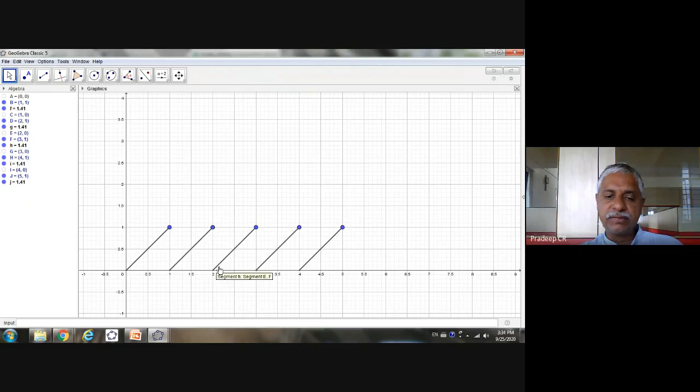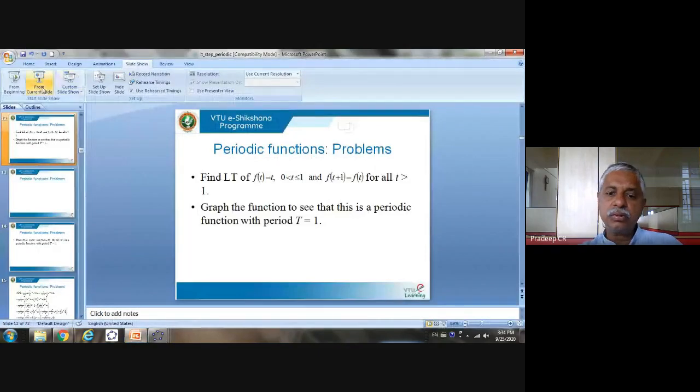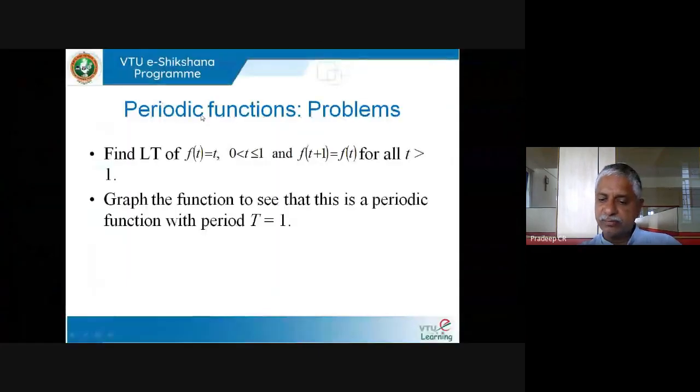So you can see the graph of this function, and you can see why it is called a periodic function. It repeats itself. We are interested only in the positive part, so I have drawn only in the first quadrant. So this keeps repeating, as you can see. That's why it's called a periodic function. So we have seen the function is periodic with period 1.